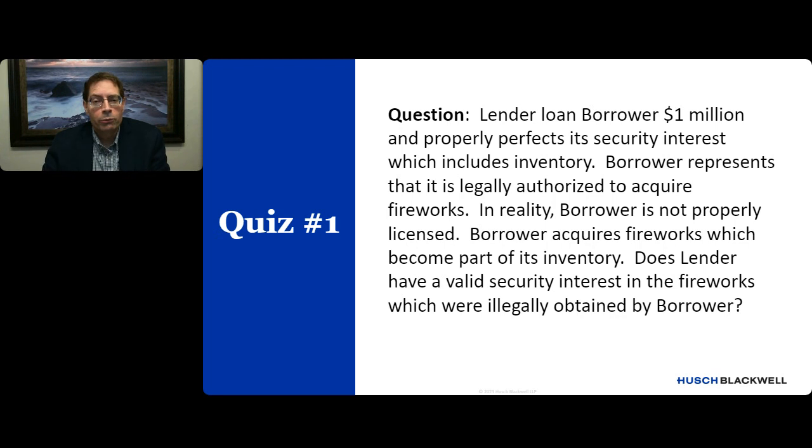So this was a really interesting case that came out of Illinois. In this case, the lender loaned the borrower about $1 million. The lender properly perfected its security interest in inventory. Now, what was unique about this situation is the borrower, when it's doing the initial loan document, represents that it is legally authorized to buy or acquire fireworks. And then it turns out that the borrower actually didn't have the proper authorization to get the fireworks.